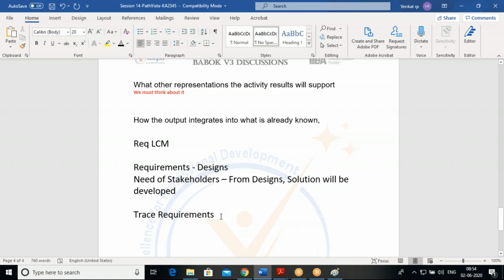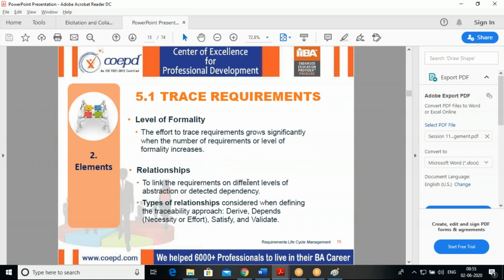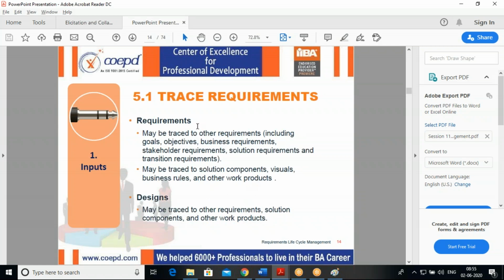Now, if you want to understand tracing the requirements, what we are going to trace is the two parts, requirements and designs. Tracing requirements means we have to establish a framework: what requirements are there, what designs we are going to get, how these are interlinked with each other, and if any change happens, where it is going to impact the requirements and designs. That is what we have to understand. In the inputs we take the requirements and designs.